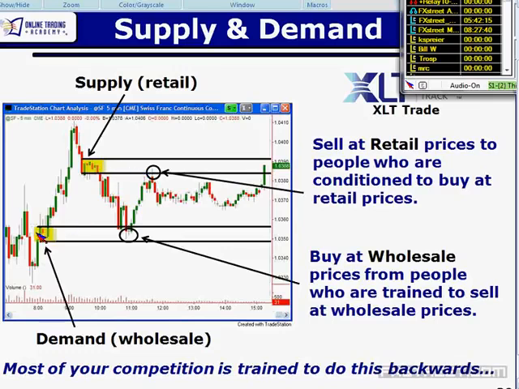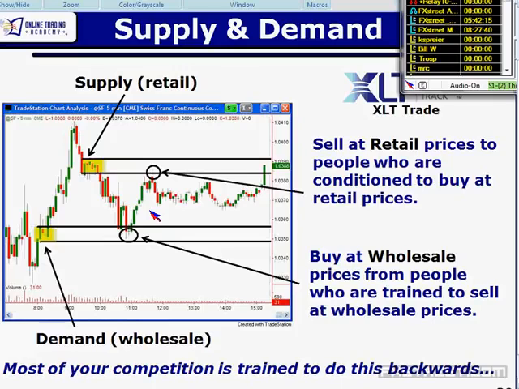In other words, just because we have a demand level and a supply level doesn't mean we have a trade. These two need to be far enough away from each other to offer us the proper risk-reward scenario that we're looking for. At least 2 or 3 to 1 to the first target. Make sense?